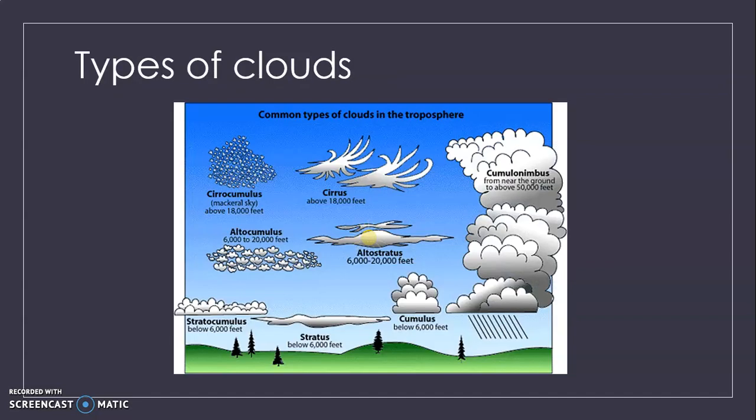Let's look at the types of clouds. Because certain types of clouds are associated with certain types of weather, it is possible to forecast the weather by observing and understanding these different types of clouds.